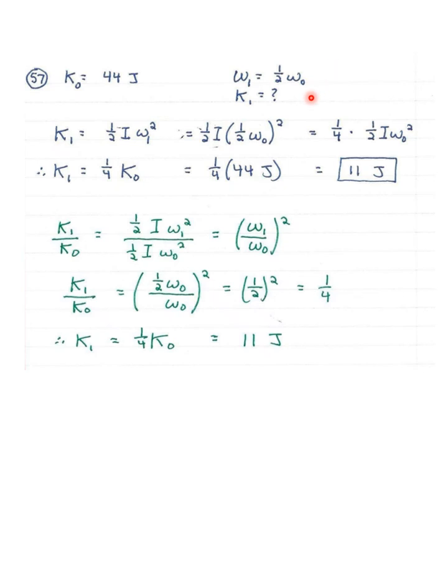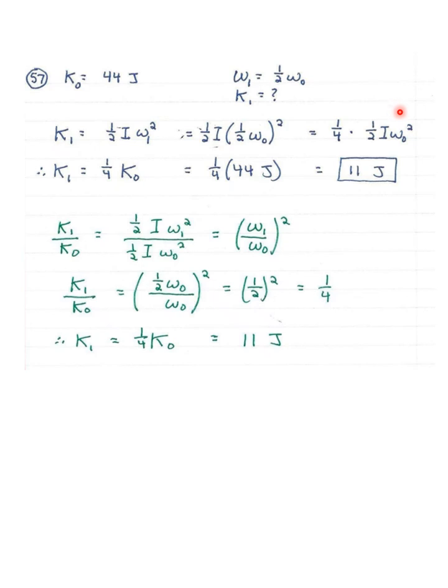So one solution is to start with kinetic energy 1, which is 1/2 I times omega 1 squared. Then we're going to substitute in for omega 1. It's 1/2 omega naught, so we have 1/2 omega naught squared, and that 1/2 squared becomes a quarter. I'm going to take that quarter and slip it out to the side. So here we have 1/4 times 1/2 of I omega naught squared.